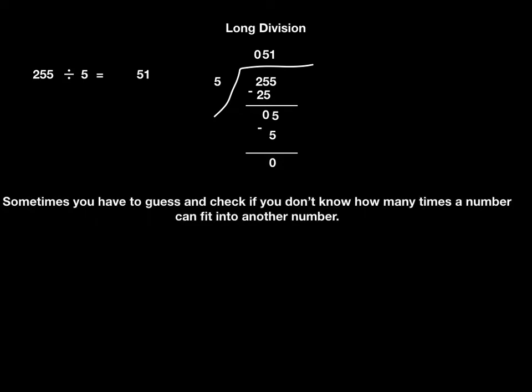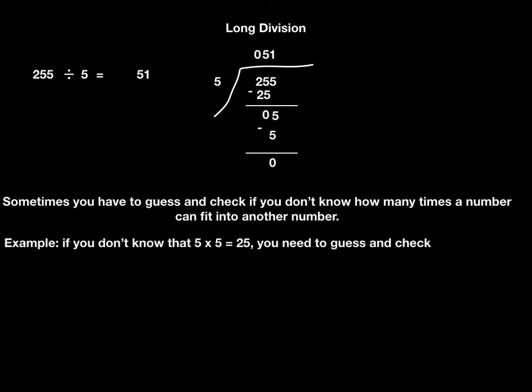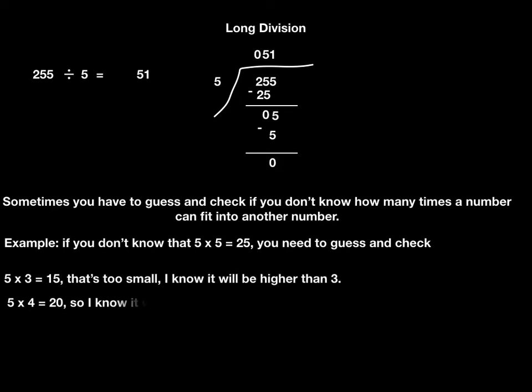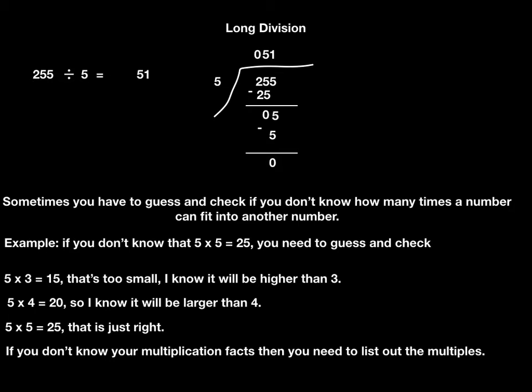Sometimes you have to guess and check if you don't know how many times a number can fit into another number. Example, if you don't know that 5 times 5 is 25, you need to guess and check. 5 times 3 is 15, that's too small, I know it would be higher than 3. 5 times 4 is 20, so I know it will be larger than 4. 5 times 5 is 25, and that is just right. If you don't know your multiplication facts, then you need to list out the multiples, always. So now we're going to move on and we're going to do some problems.